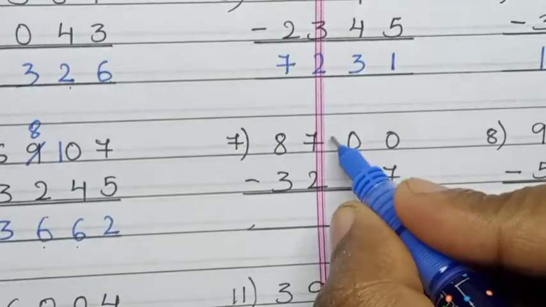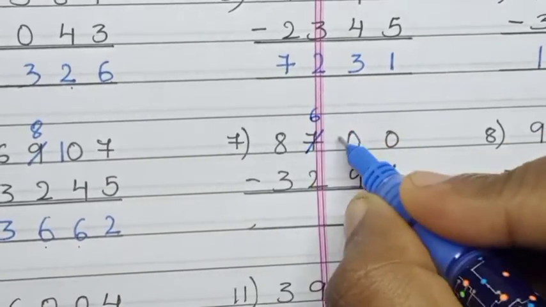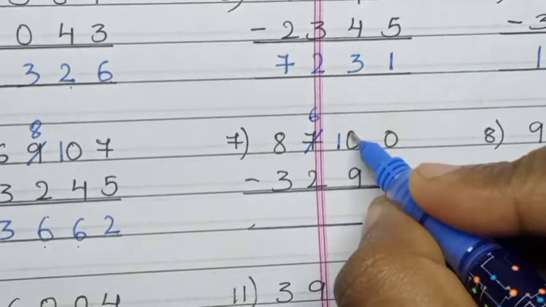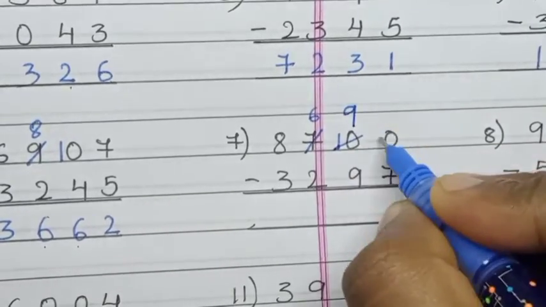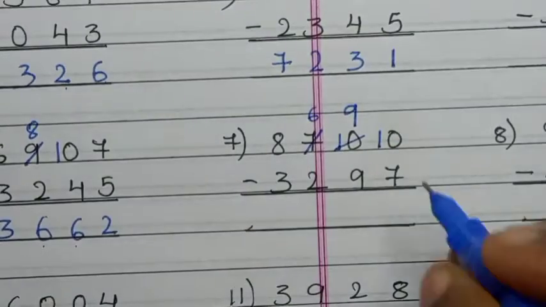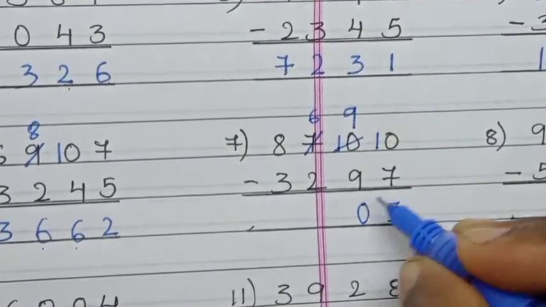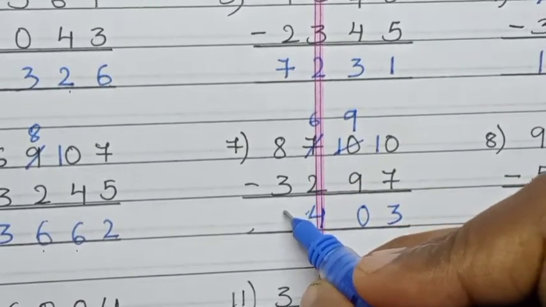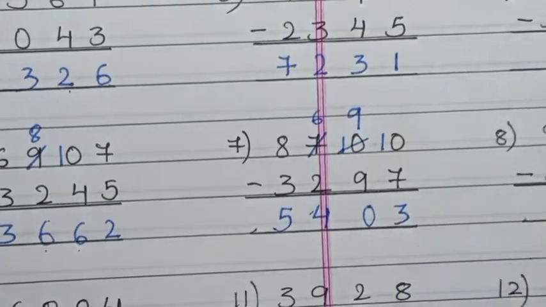So, what do I do? I'll borrow from this number first. So 7 will become 6, 0 will become 10, right? If I borrow 1 from this number, then I have to borrow again from this number. So 10 will become 9, 0 will become 10, right? 10 minus 7 is 3, 9 minus 9 is 0, 6 minus 2 is 4, 8 minus 3 is 5. Okay, so the answer is 5403.